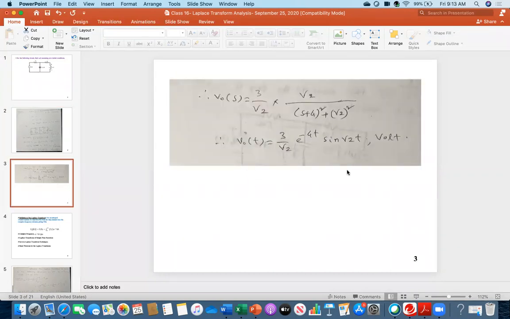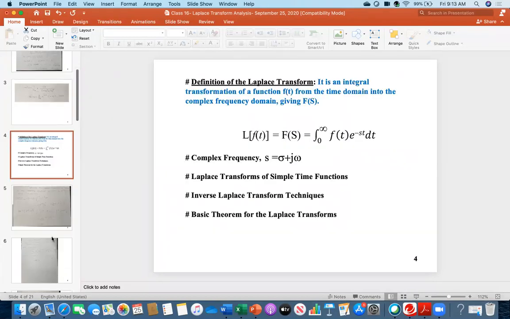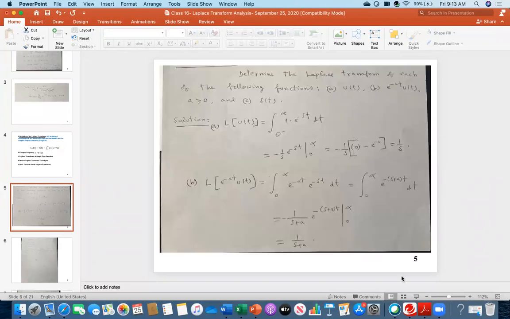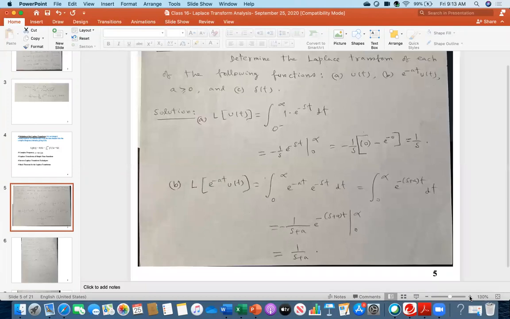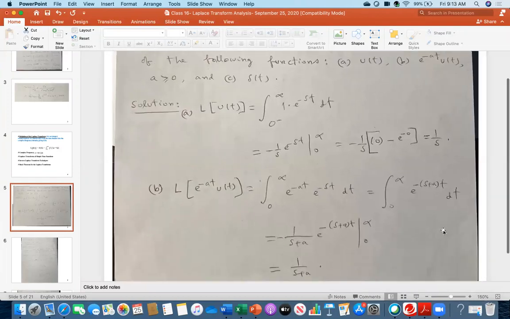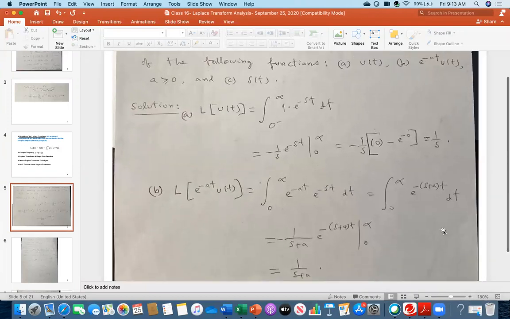So before discussing further about this type of solution, let's have a look at some of the Laplace functions. Although you know, I would like to show you once again and then go back to the circuit application. That will make more sense.